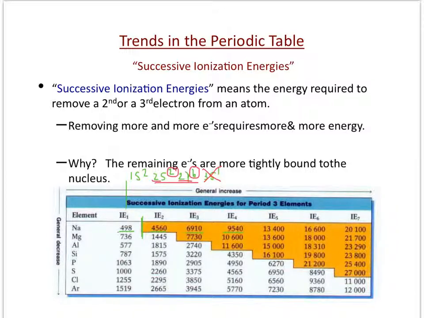If you look anywhere on the chart, you will see that there's always going to be a place, let's take a look at silicon, where you're going to see that gradual change in ionization energy, but then there's going to be that huge jump.